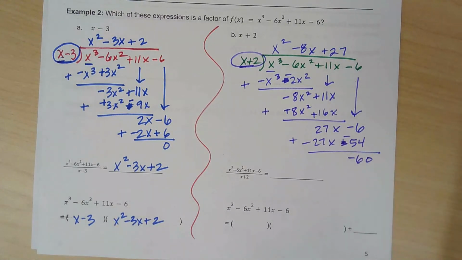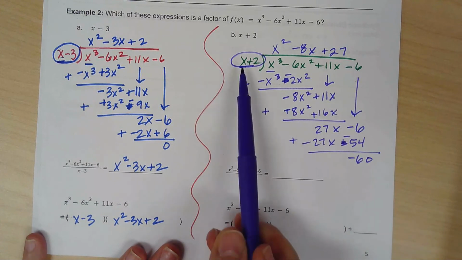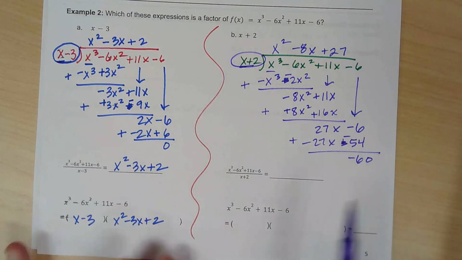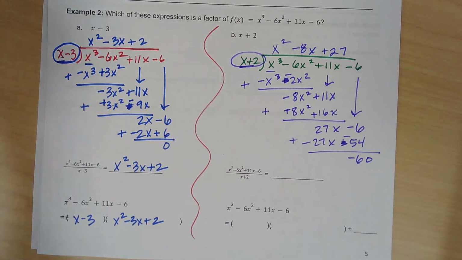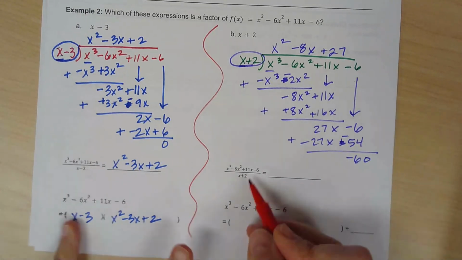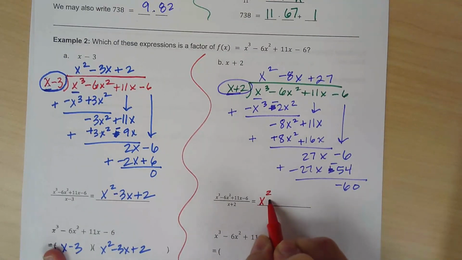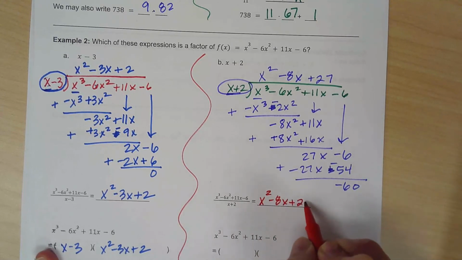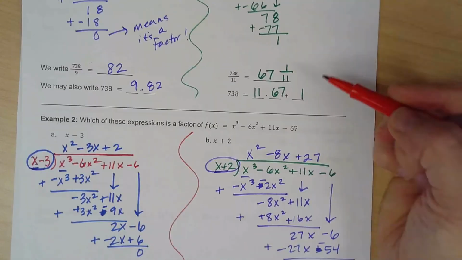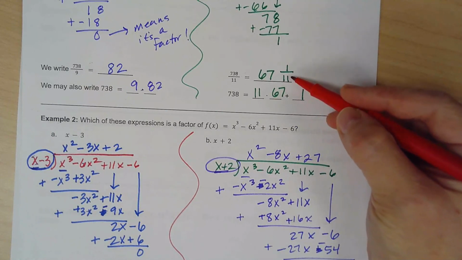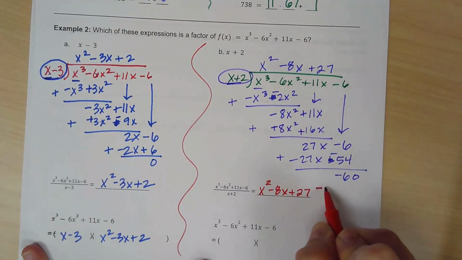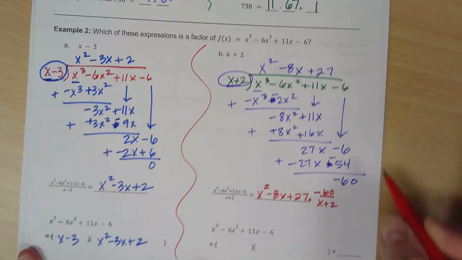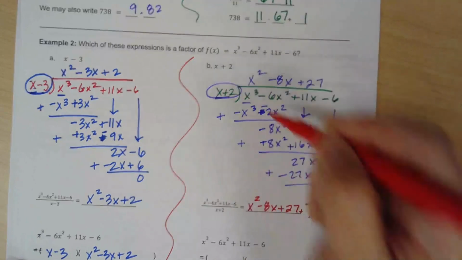I have a remainder of negative 60. And how I know it's my remainder is because I can't multiply x by something to get to negative 60. So I'm done dividing. The only thing I can do now is call that my remainder and move on. So when I divided this, I got x squared minus 8x plus 27. And do you remember how I wrote the remainder up here? I wrote it as a fraction. So you're going to write plus negative 60 over x plus 2. So it's your remainder over whatever you're dividing by.